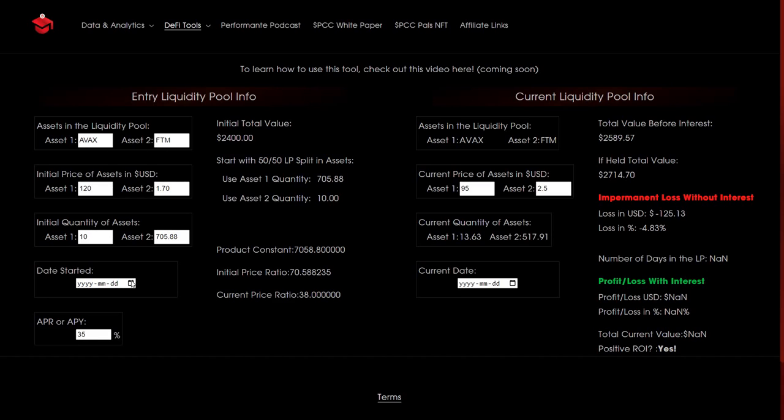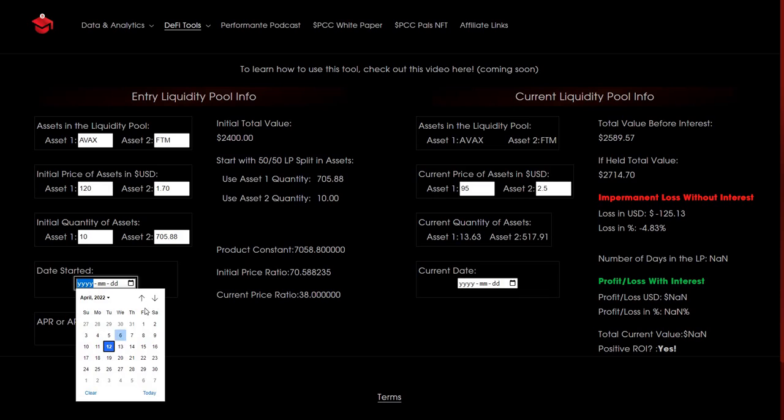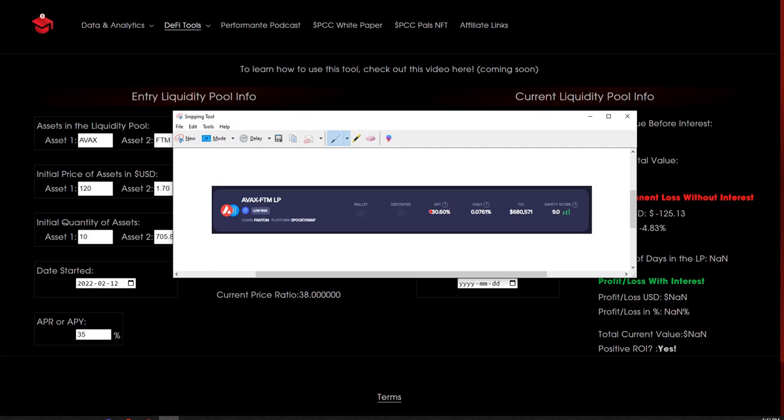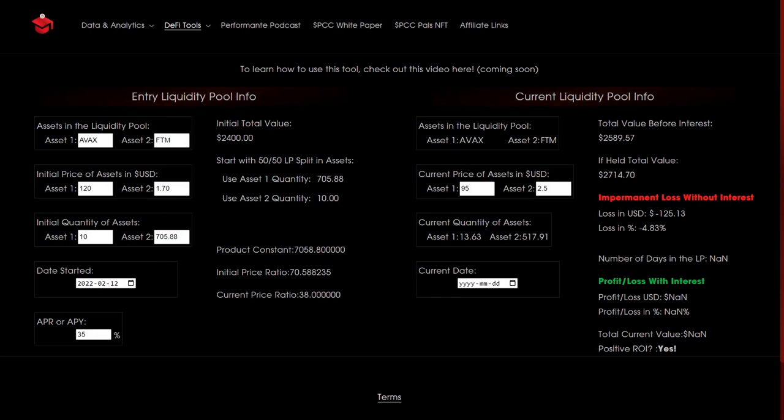And like we talked about, in this example, we'll be going from 2 months ago to the present day. What would be our permanent loss? So let's say on February 12th is when we started. So we can see it's 0212. And then in the example here, it is an APY of 30.6%. So then we'll put in 30.6 here, like so. And that is the completion of the entry liquidity pool info area.